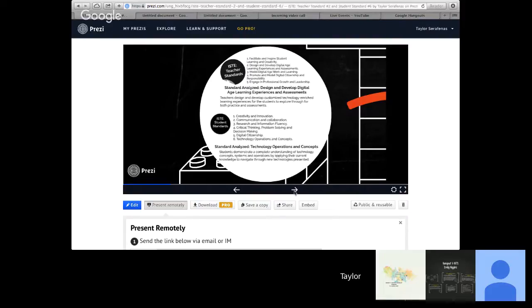I focused on number 6, which is technology operations and concepts, and it is when students demonstrate a complete understanding of technology concepts, systems, and operations by applying their current knowledge to navigate through their new technologies presented.